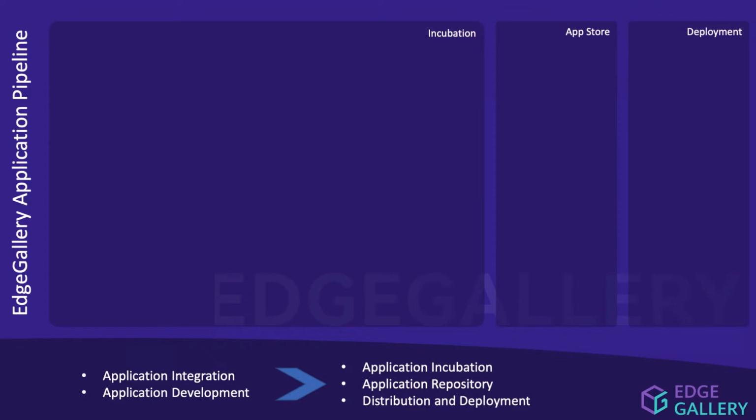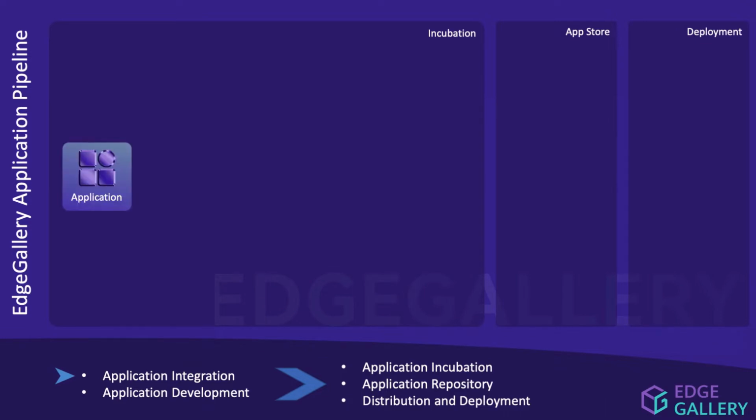There are two user scenarios supported by EdgeGallery. Scenario 1 is application integration, wherein an application vendor wanted to integrate his existing application with EdgeGallery. Second user scenario is application development, wherein an application developer wanted to leverage EdgeGallery provided capabilities to carry out his application development and deployment. Application integration, or application development in EdgeGallery, is performed in three phases, including application incubation, application repository, and application deployment. We'll first look into the application integration flow.